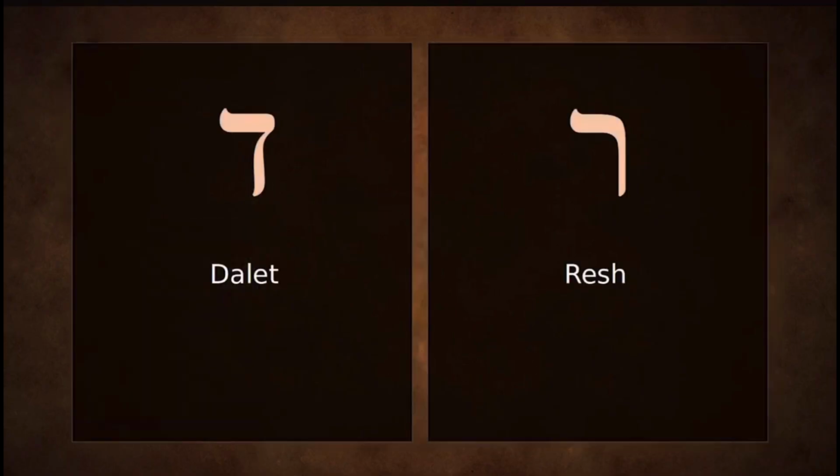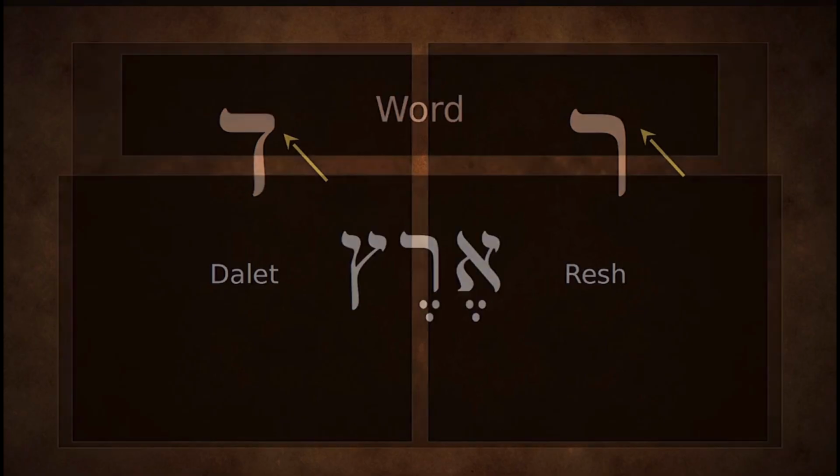The resh looks very much like a dalet. In fact, these 2 letters are mistaken for each other more than any other letters. So pay close attention whenever you encounter a resh or a dalet. The only difference between resh and dalet is that the resh is more rounded in the upper right corner, whereas the dalet has a little tail there.